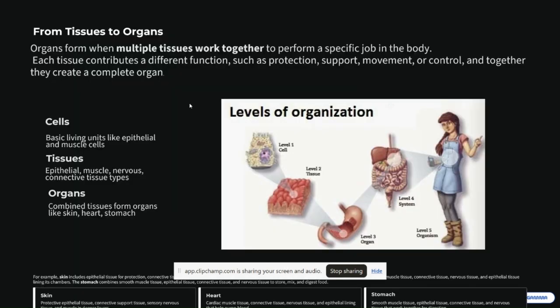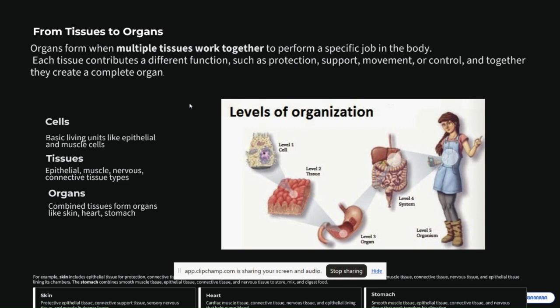How are organs formed from tissues? Organs form when multiple tissues work together to perform a specific job in the body. Each tissue contributes a different function such as protection, support, movement or control, and together they create a complete organ. That means when tissues are combined and they are doing a specific function, they form organs. We can take an example of lungs and liver. Both are created from different tissues and both are doing different work. Liver helps in digestion and lungs help in respiration.